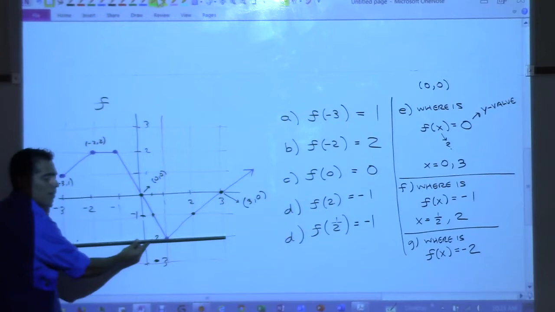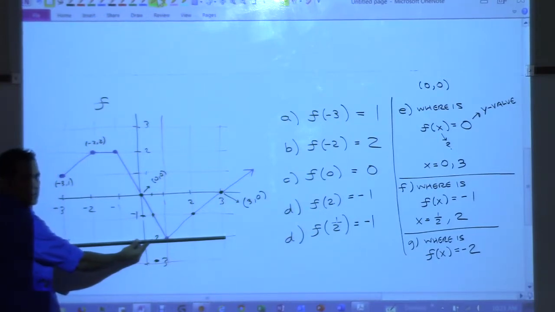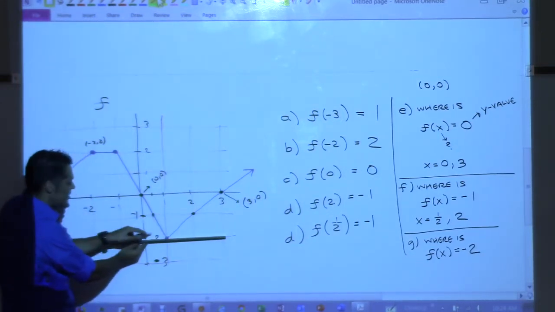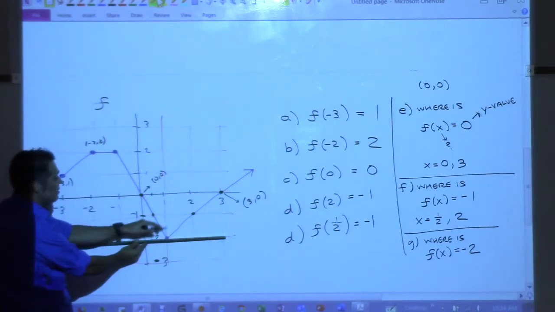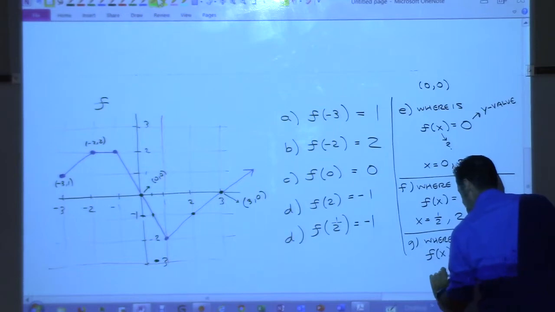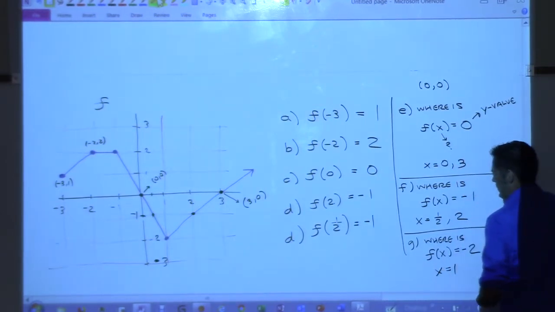Heidi, is this the only place your function is -2 that you can tell? Is there anywhere over here that we have a dot or part of our graph? Is there anywhere over there where we have graph? No, right? So that's the only place it happens. So we only have one answer here. 1.